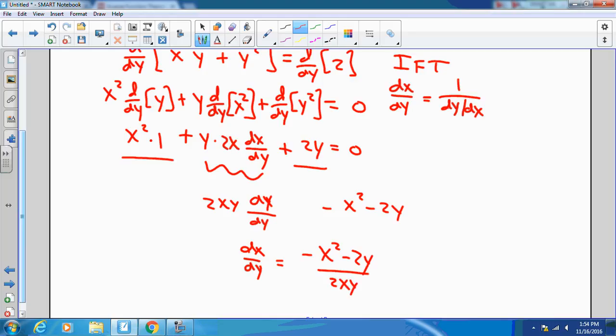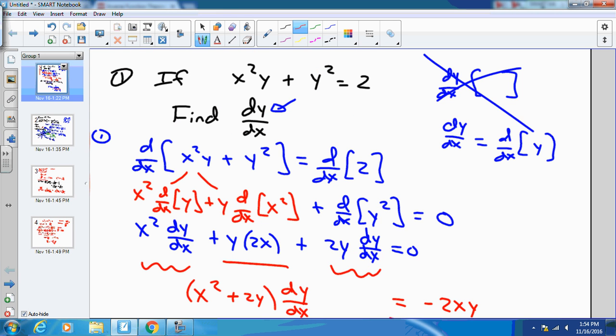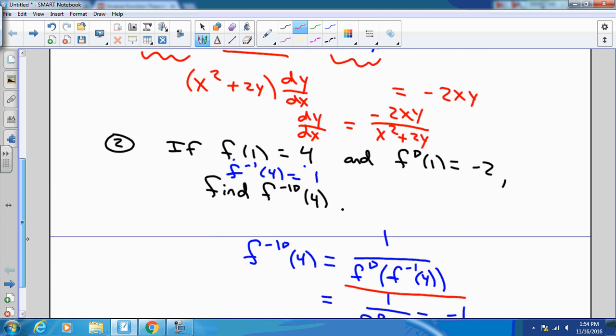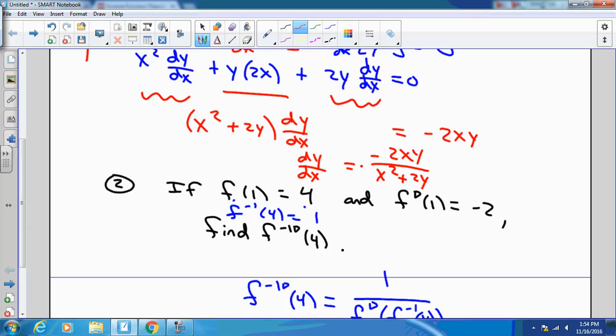See? Easy. But now, let's go back and compare it to our quiz. It's not the same. It is the reciprocal. You put 1 over this. Dy dx is the reciprocal of dx dy. And that's it. That's the inverse function here.